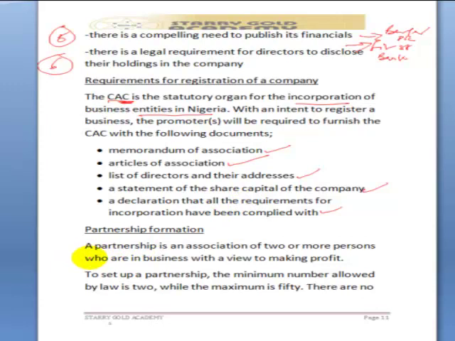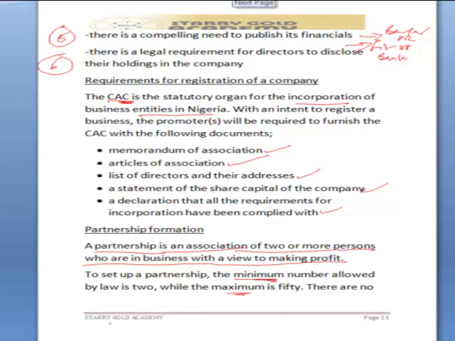Now let's take the next issue, which is formation of a partnership. We have defined a partnership as an association of two or more persons who are in business with a view to making profit. To set up a partnership, the minimum number allowed is 2. This is important, while the maximum number is 50.